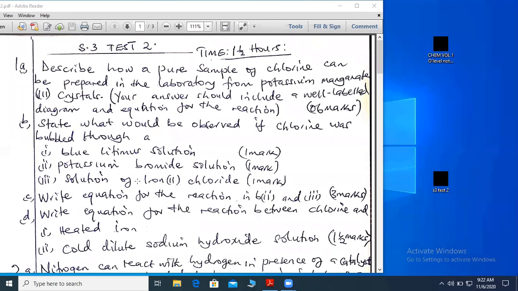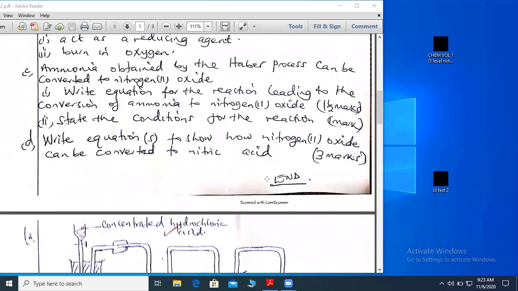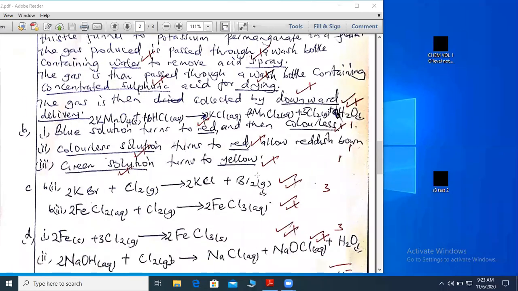Chlorine is more reactive than bromine, or someone could say chlorine is higher than bromine in reactivity series. Chlorine is more reactive than bromine, and therefore chlorine displaces bromine from its solution of potassium bromide, forming bromine, which is red. So the observation there was that a colorless solution, which is potassium bromide, turns to red. And I allowed those who wrote reddish brown.